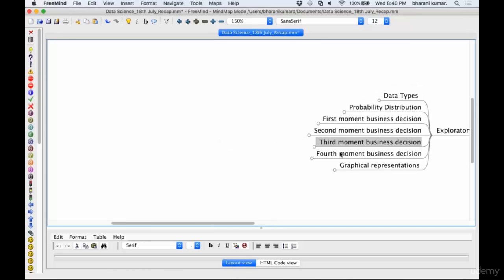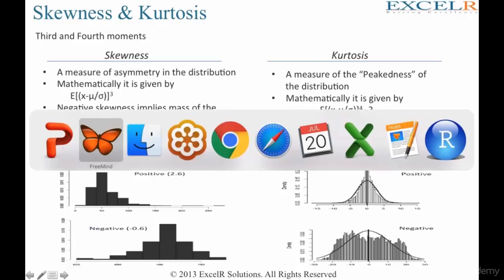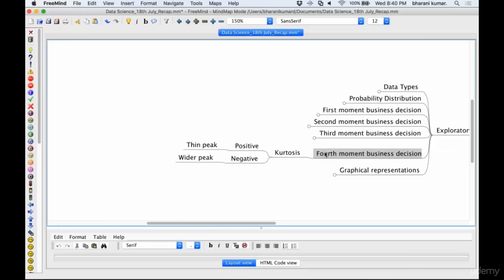And then we have the fourth moment business decision, kurtosis. We've already discussed these. If you have a positive kurtosis, you can say that you have a thin peak. If you have a negative kurtosis, you can say that you have a wider peak.